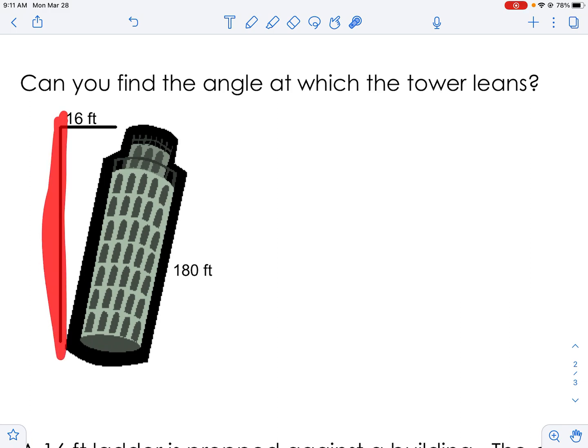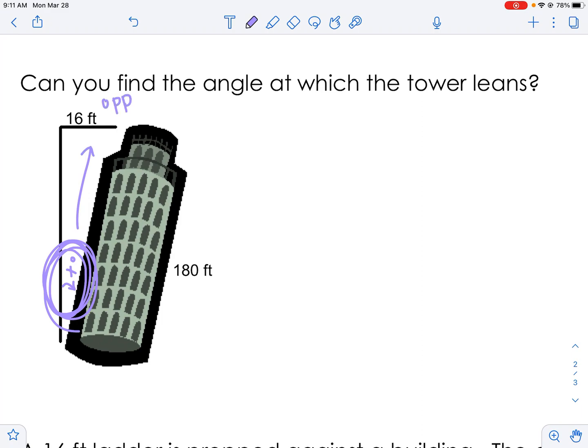This is the Leaning Tower of Pisa, which building should be perpendicular. So this building should be here, but it's off by a little bit. I want to know, like, how much is it off by? What's the angle that it's leaning at? I'm not measuring this angle up here because I want to know how far it is off from where it's supposed to be.